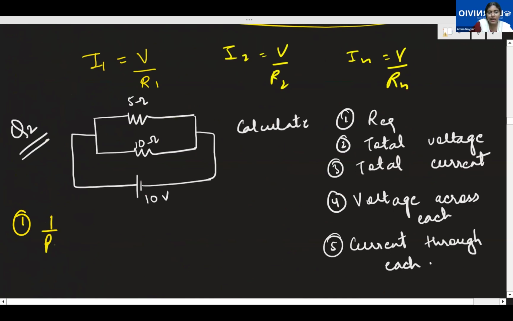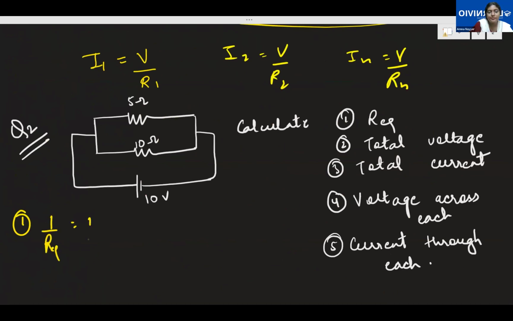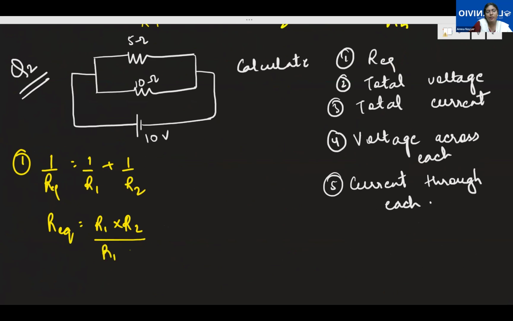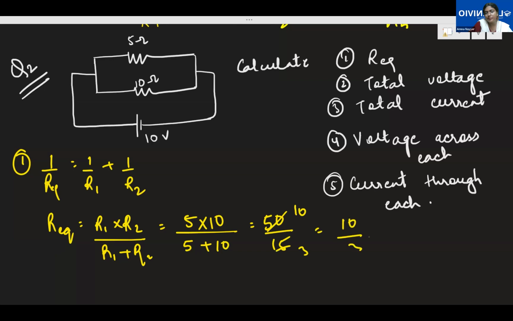When we have to calculate R equivalent, it will be 1 by R1 plus 1 by R2. And if two resistors are given, you can use this directly: R1 into R2 by R1 plus R2. So this is 5 into 10 divided by 5 plus 10, which is 50 by 15. So that is 10 by 3 ohm. R equivalent is 10 by 3.